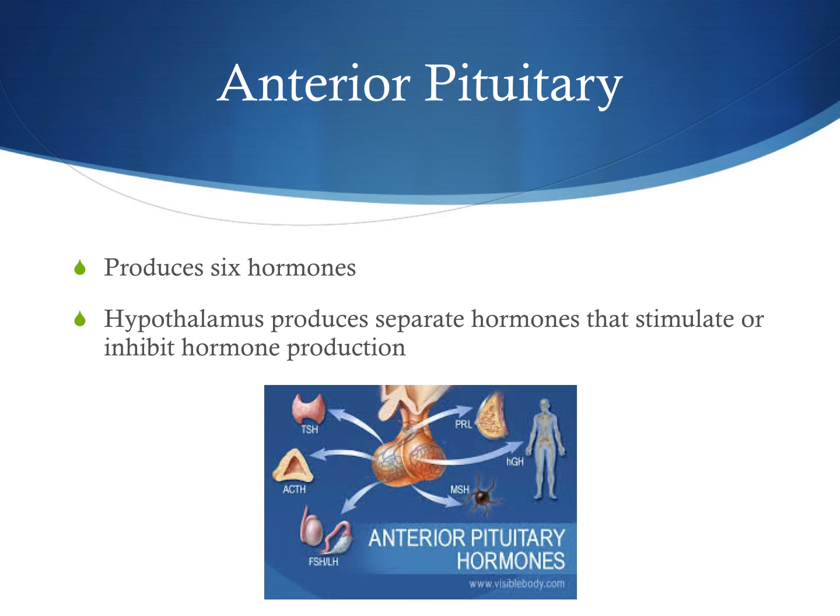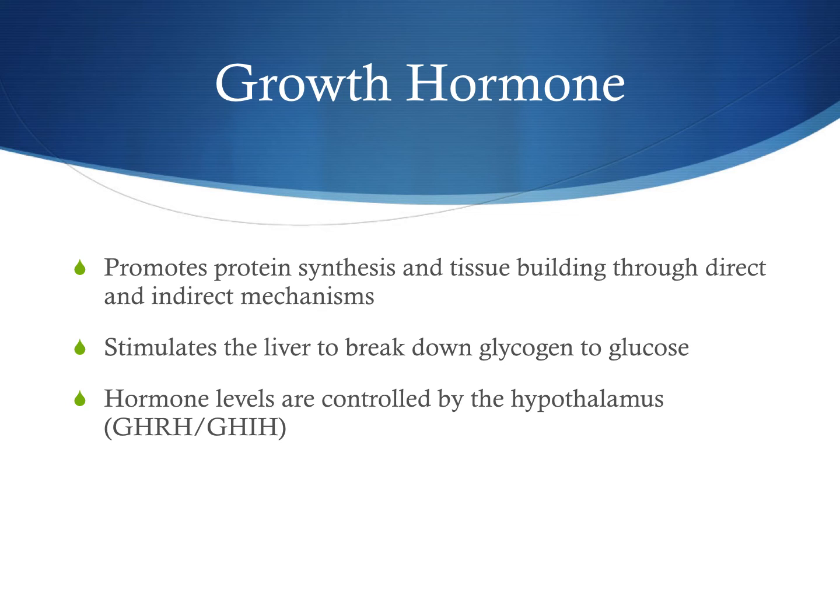As we move to the anterior pituitary gland, again, this area is going to produce 6 hormones. And the hypothalamus is going to produce separate hormones that are going to either stimulate or inhibit hormone production. A lot of times we think about stimulation of hormone production, but in order for us to stimulate, we also have to inhibit. We have to be able to wrangle something in if we're going to increase it in another manner. So we'll start out with one that's pretty commonly known as growth hormone.